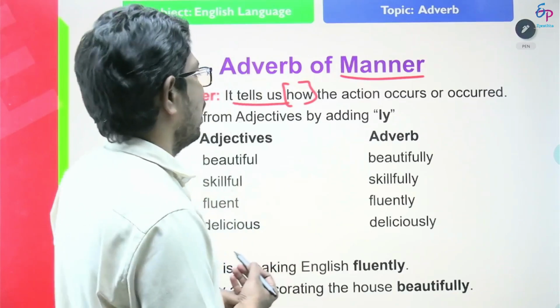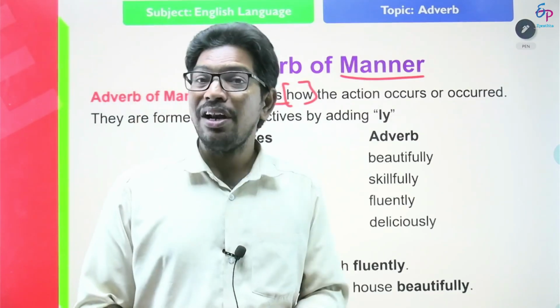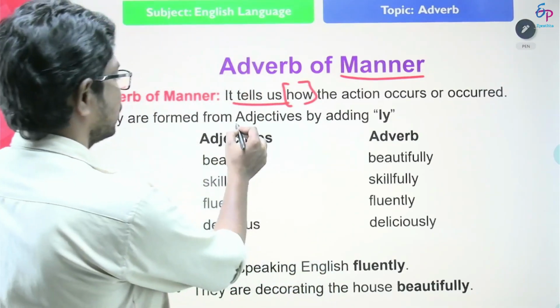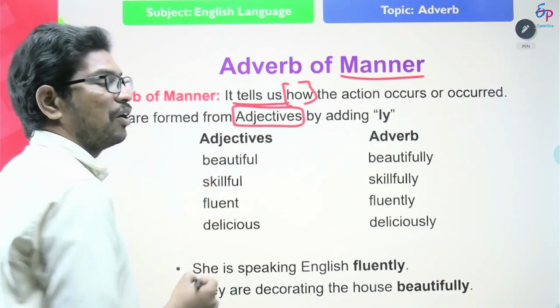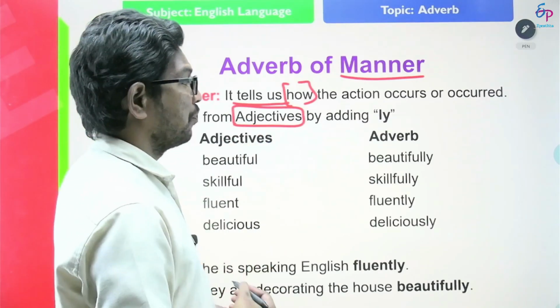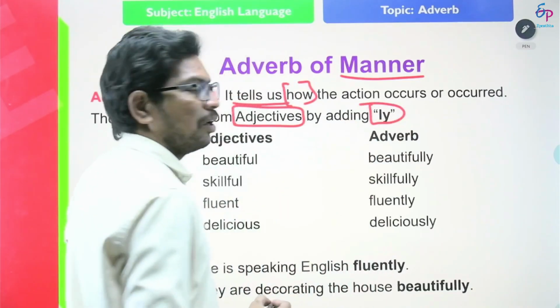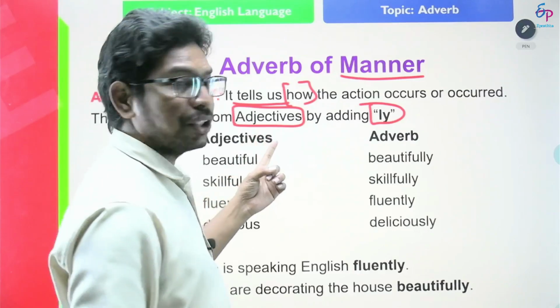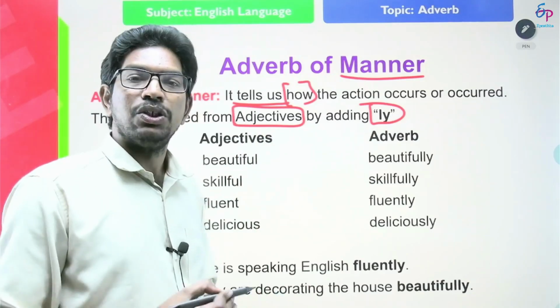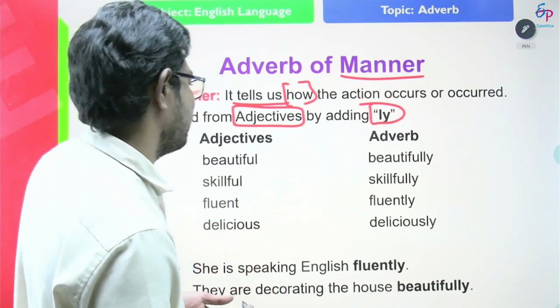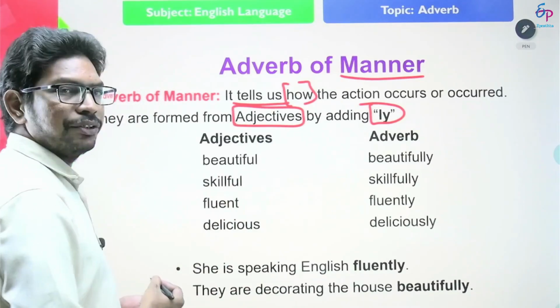What are they? Mostly adverbs of manner are formed from adjectives. Adverbs of manner are formed from adjectives by adding ly to them. How are they formed? They are formed from adjectives by adding ly. So see how they are formed from adjectives. Beautiful, this is an adjective.